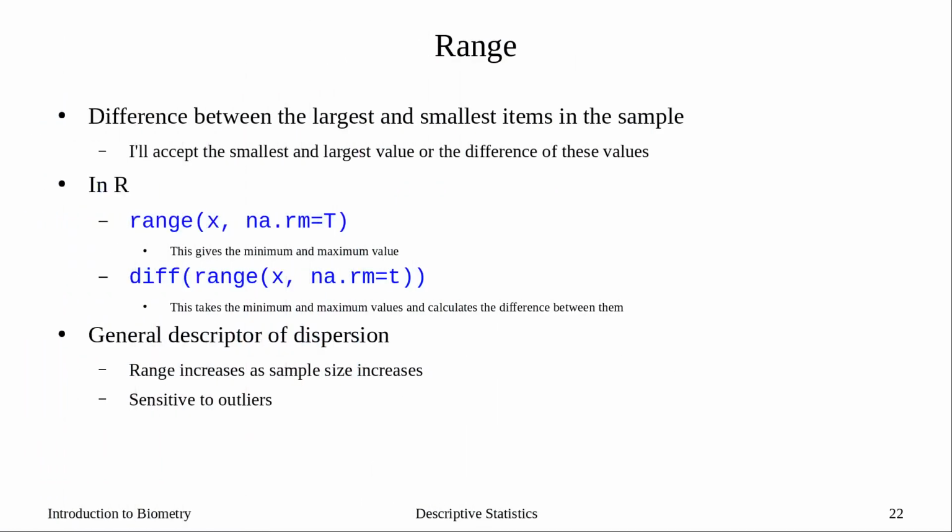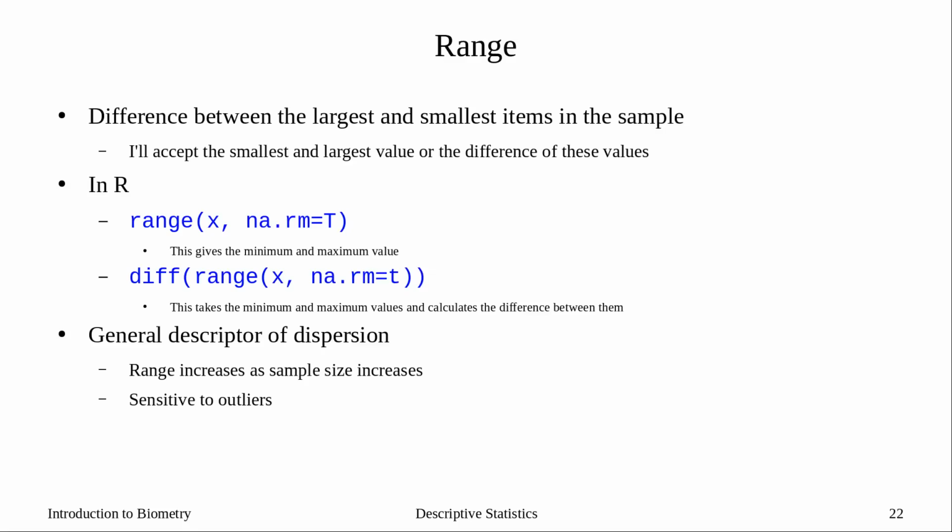How useful is range when describing data? Honestly, it isn't very useful. And it's not very useful because range tends to increase as our sample size increases. So as our sample size increases, it's more likely to get more of those extreme values. So if we compare a sample of size 10 versus a sample of size 100 of the same types of measurements, then the sample of size 100 should have a larger range. So range is sensitive to sample size.